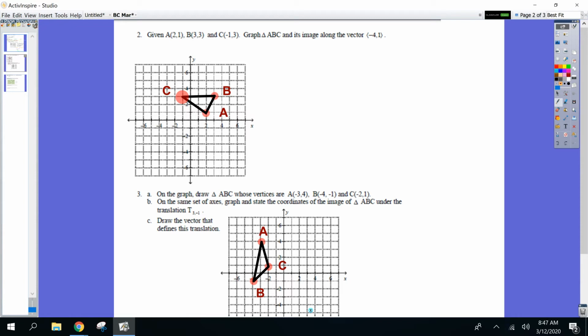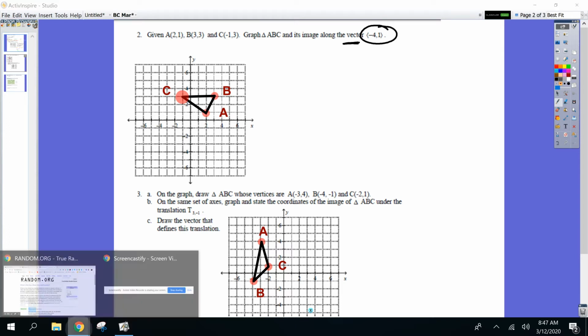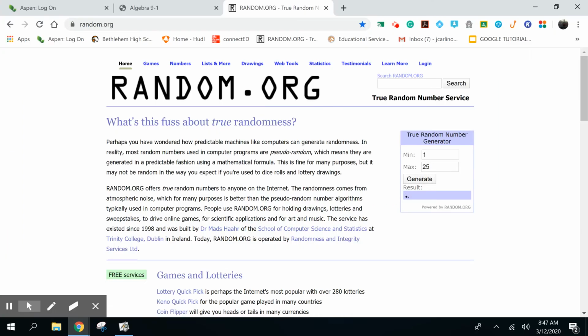Okay, graph triangle ABC and its image along the vector. All right, I see the word vector. I know I'm talking about a translation now. If you want me to graph it along this vector, I got a translation. Somebody let me know, -4, 1. Where am I moving all the points?